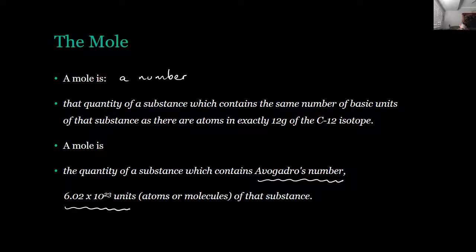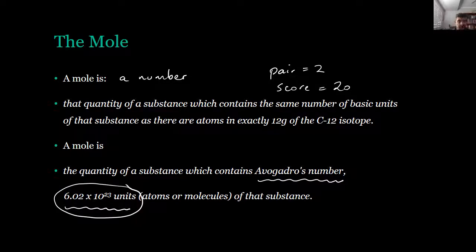So if a pair is 2 and a score is 20, then a mole is this. A mole is just 6.02 times 10 to the 23 units. Now that could be atoms, molecules, grains of sand, blueberries, it doesn't matter. Like a pair is 2, you can have 2 socks, 2 shoes, 2 people, whatever. A mole is just 6.02 times 10 to the 23 whatevers. So that's the important thing here.